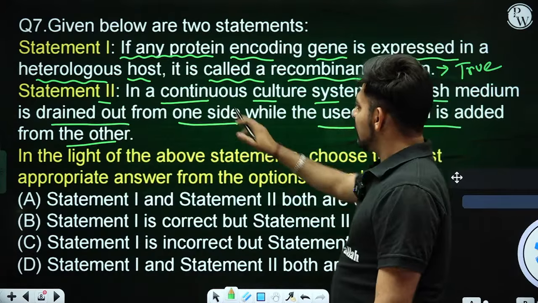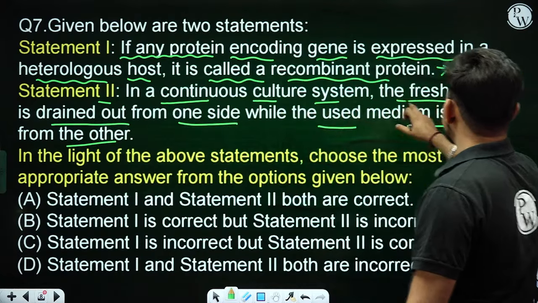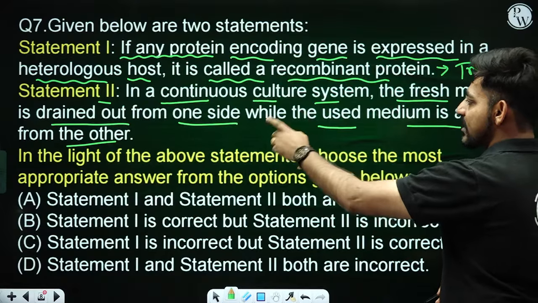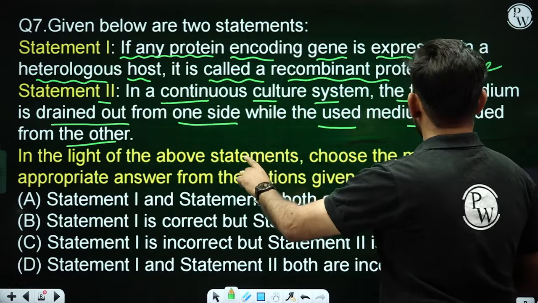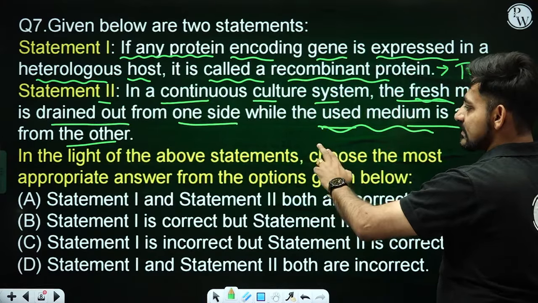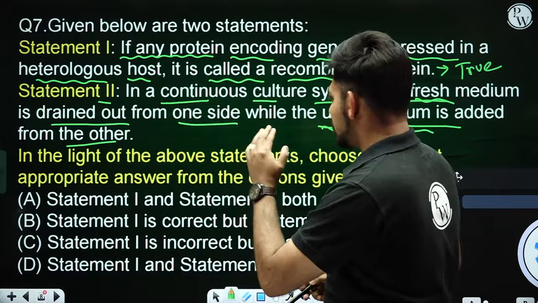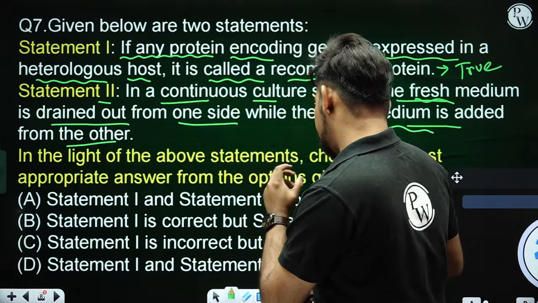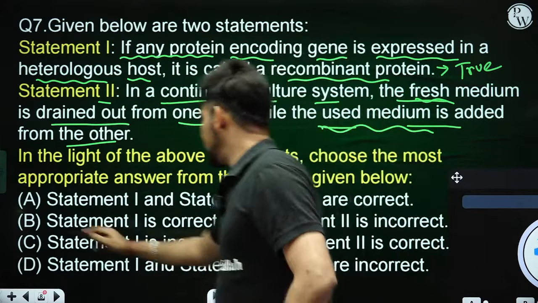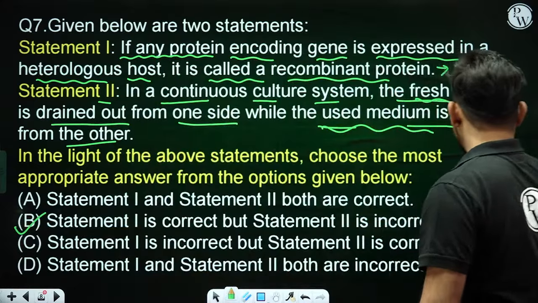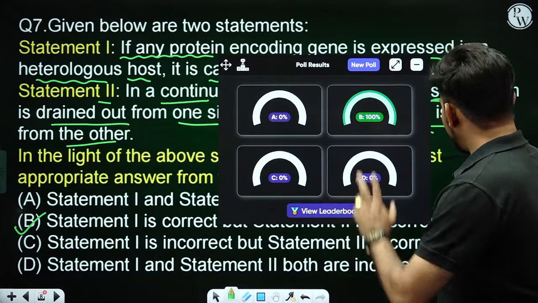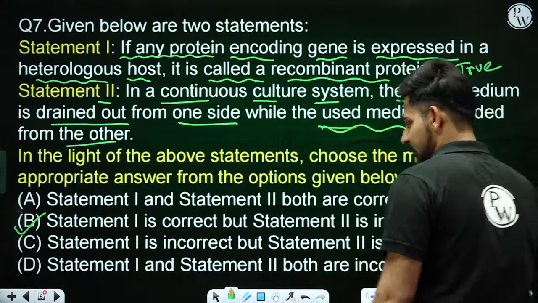Statement 2 says, in a continuous culture system, the fresh medium is drained out. It's not the fresh medium which is drained out, it is the used medium that is drained out, and fresh medium that is added. So the answer will be like this: statement 1 is true and statement 2 is false. Statement 1 is correct, but statement 2 is incorrect. So B will be our correct option, and all of you have given the right answer.